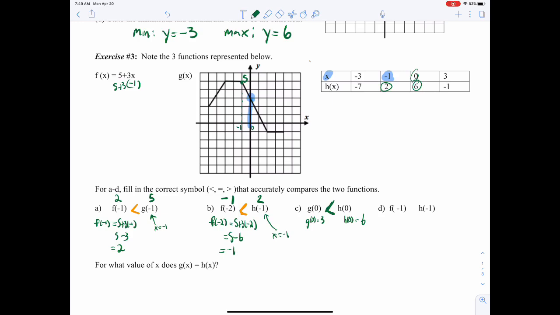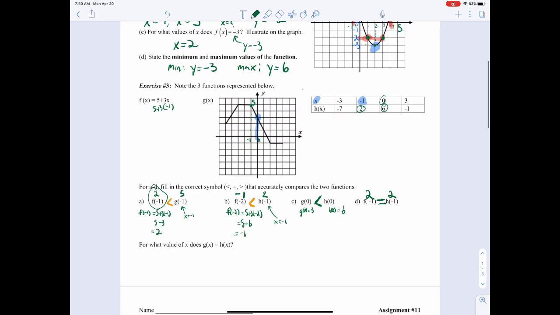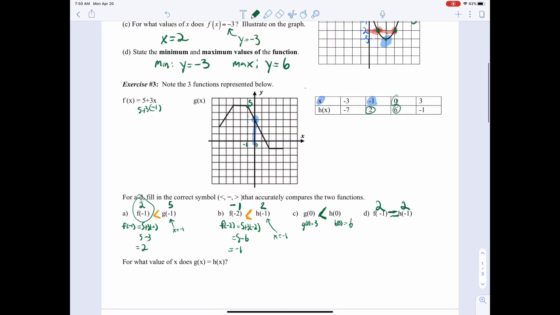And then f of -1, h of -1. Well, we already figured out f of -1 from question A. We know that f of -1 is 2. h of -1, oh, we already figured that one out too. It's also 2. So these are going to be equal to each other. f of -1 equals h of -1. And then final one here.